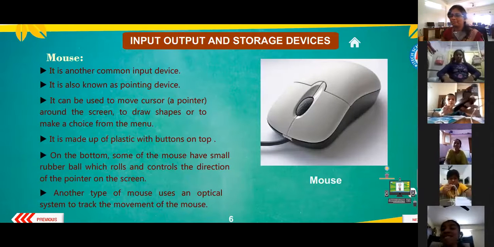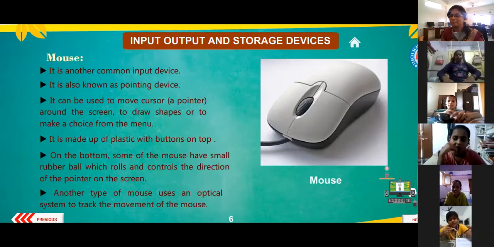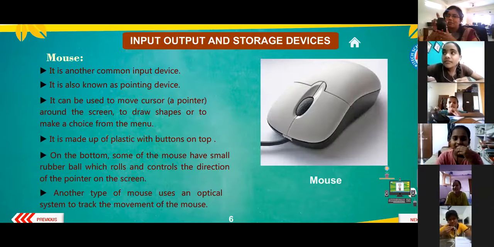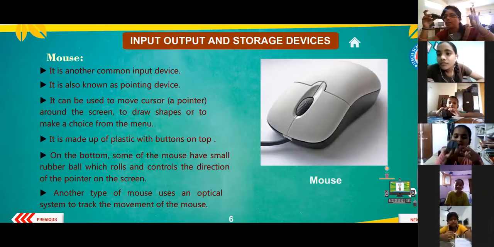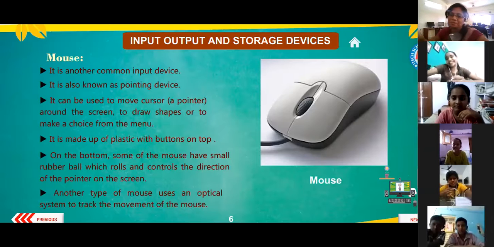Ma'am, because it moves. It will move always. It can also move, na? And it also looks like a mouse. With its appearance, it looks like a mouse only. Mouse also has this shape, right? And a tail, a long tail. Mouse has long tails, right? So with its appearance, it is given the name mouse.